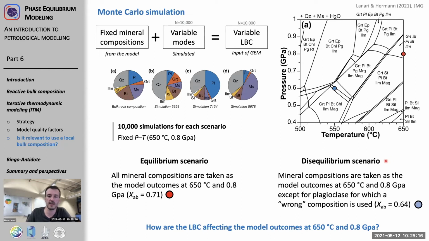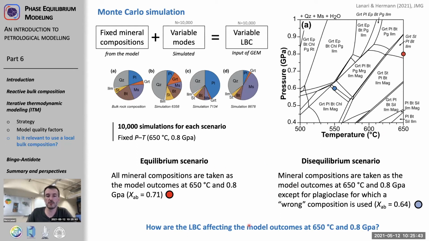And in this case, I take the mineral compositions from the model outcome at this condition as well, except for one phase. And I decided that the wrong phase would be plagioclase. And I took the composition of plagioclase at a different PT condition. So I simulate the case where a prograde plagioclase will not be fully re-equilibrated at the peak conditions. So the composition of the plagioclase does not represent the peak conditions.